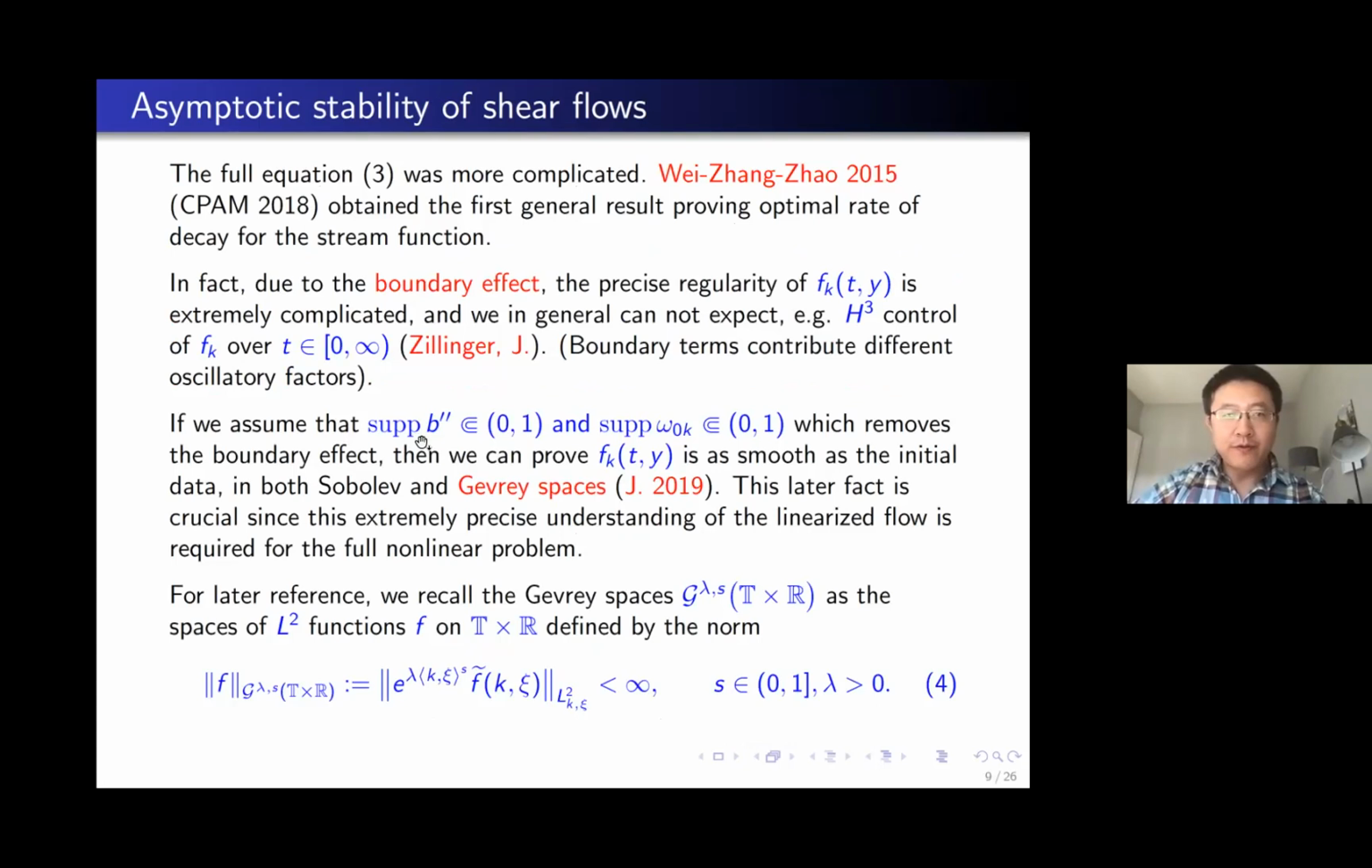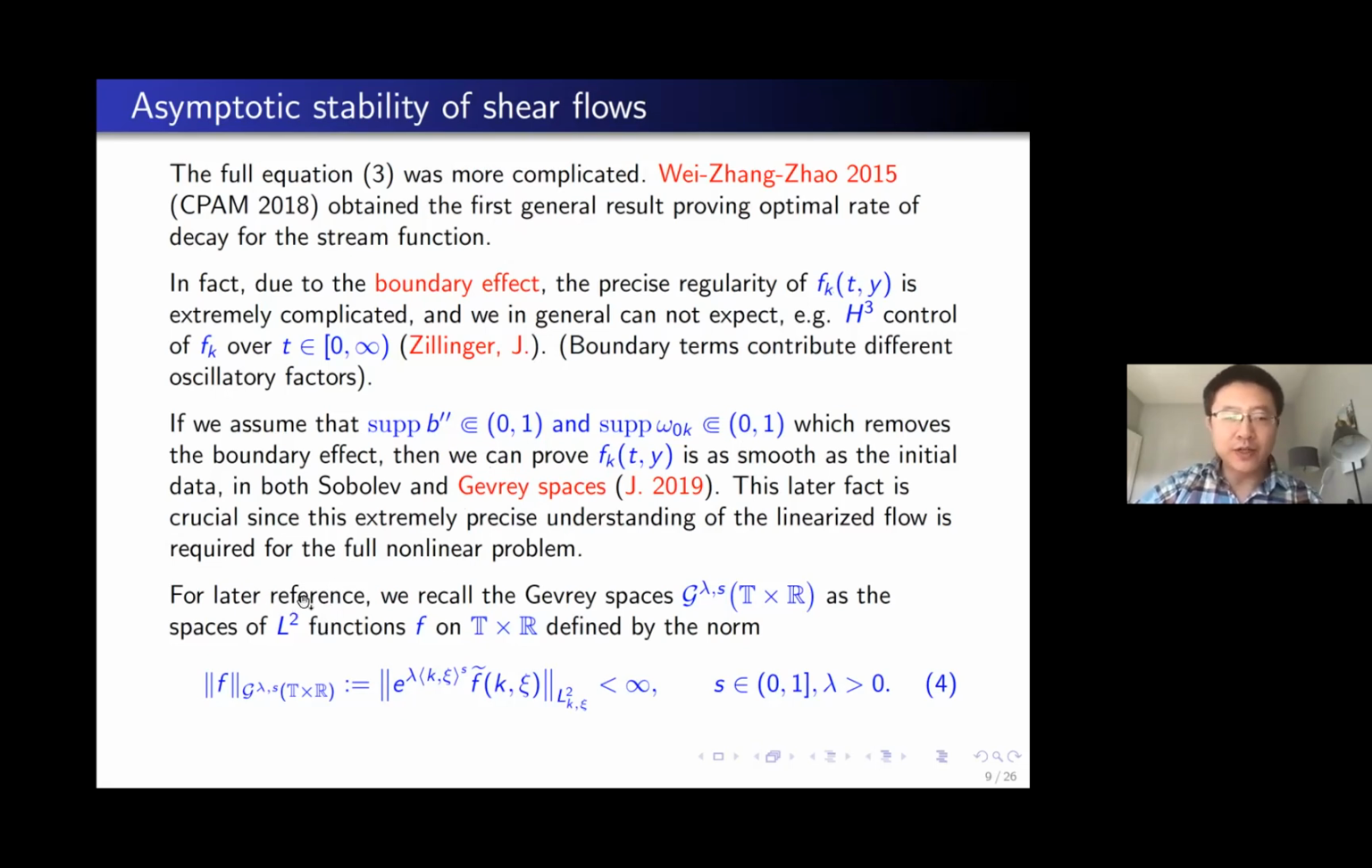But if we assume further conditions to remove the boundary effect, basically, let's assume B double prime is compactly supported inside the domain, and also the vorticity does not touch the boundary. These two conditions remove the boundary contributions. With these assumptions, we can control fk in a Gevrey space. I think the key message is that modulo these boundary terms, you can prove the profile is Gevrey regular uniformly for all times. So this is a very important conclusion, because this is what is needed for the nonlinear problem.